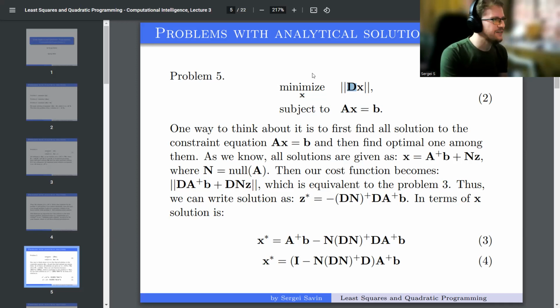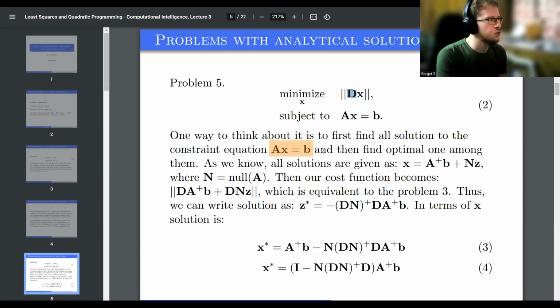Well, the way to approach this is as follows. We still want to solve this equation, and we want to find all possible solutions, all possible x that satisfy our constraints. We want to find them first. So all possible solutions are again given as A pseudo-inverse b plus N z. Still we have the situation where all possible solutions are given as a particular solution plus a null space solution.